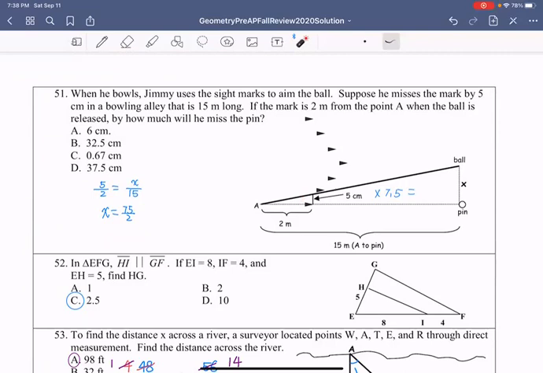This is similarity, right? What's the proportion? 5 over x equals 2 over 15. Yes, good job. So x equals 75 over 2. That's it, correct?